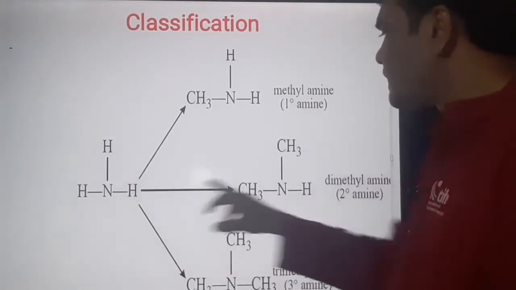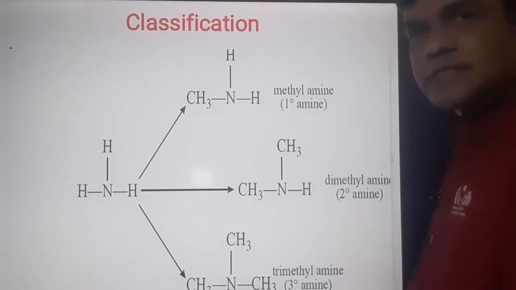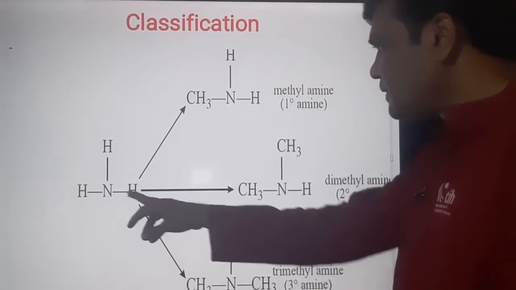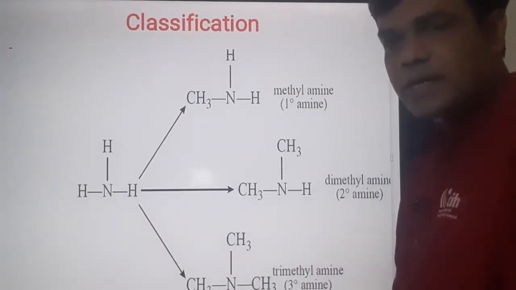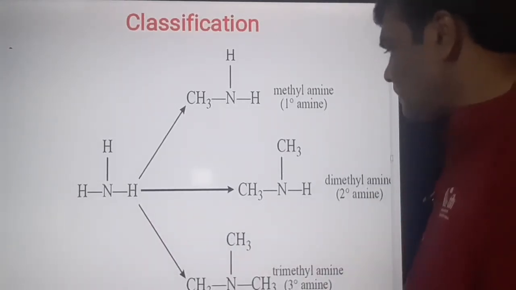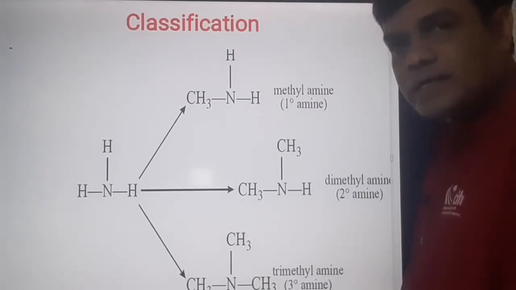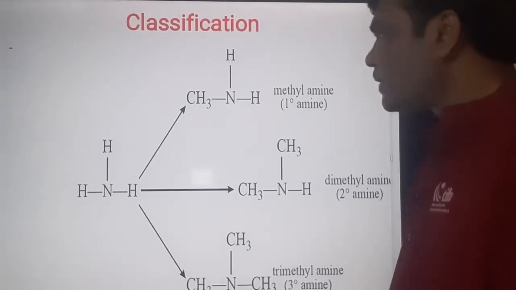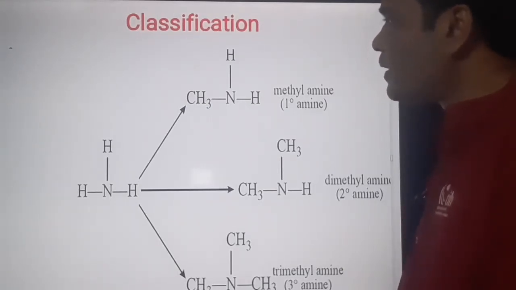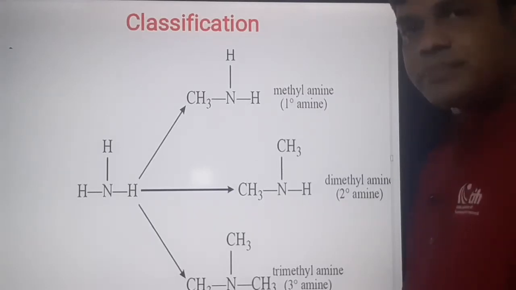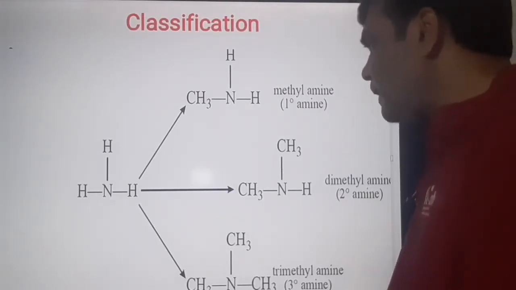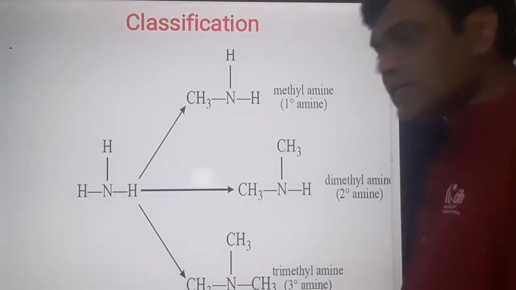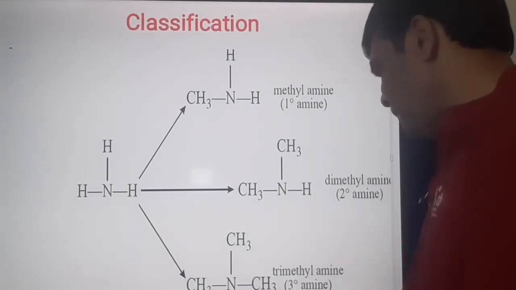Here two hydrogens are replaced by methyl group, so it is a secondary amine. Its common name is dimethylamine. And here in this case, all the three hydrogen of ammonia are replaced by methyl group, that's why it is tertiary amine. Its common name is trimethylamine. Okay, so if we replace one hydrogen atom by alkyl group, it is primary amine. If we replace two hydrogen of the ammonia by alkyl group, it is secondary amine, and if we replace three hydrogens, then it is tertiary amine.